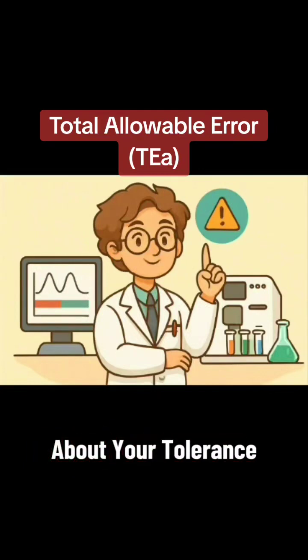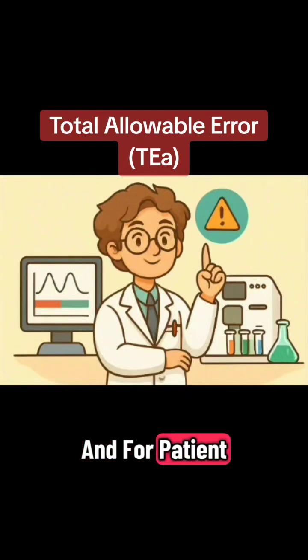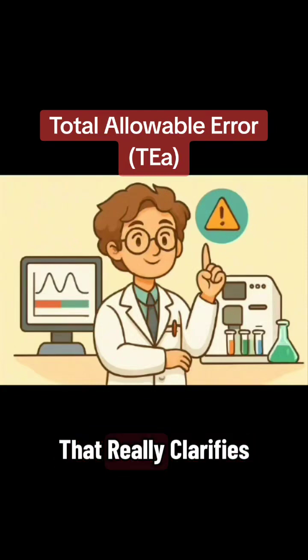Exactly. It's a statement about your tolerance for risk. Using Z equals 1 would only give you about 68% confidence, and for patient results, it's an unacceptable level of risk. The 1.96 makes the TE a robust predictor of real-world performance. That really clarifies the stakes.